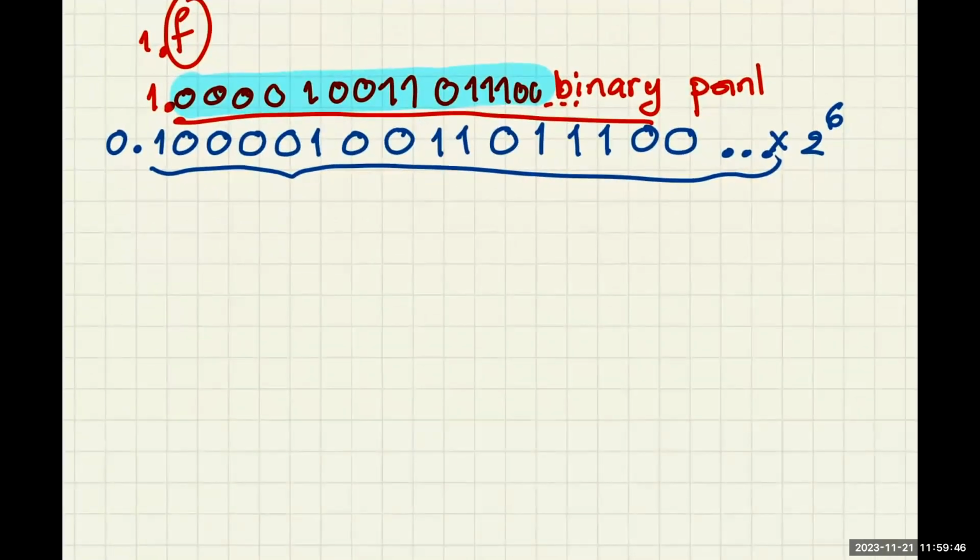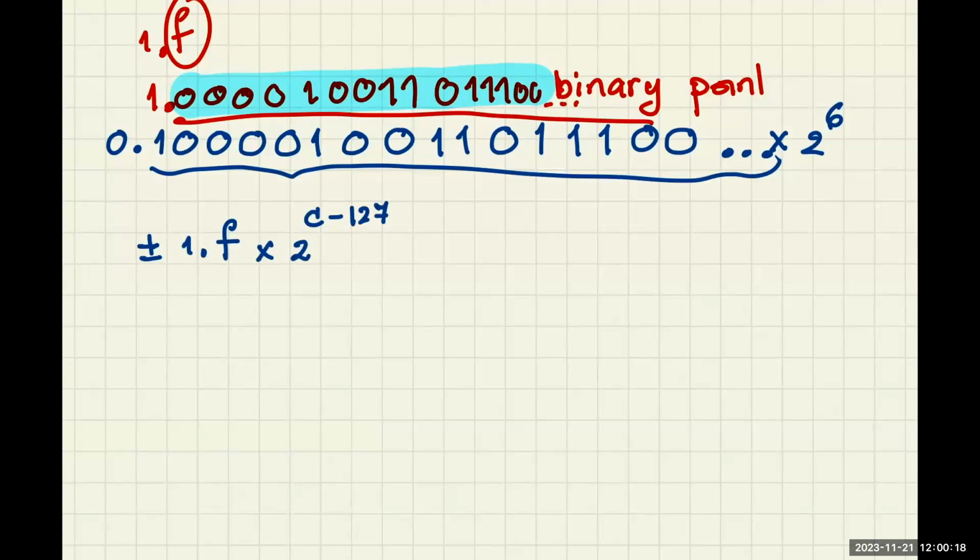Now, my F part is the part of my mantissa. The number is plus or minus 1.F, where F is the fraction part of the mantissa, multiplied by 2 to the power of C minus 127.